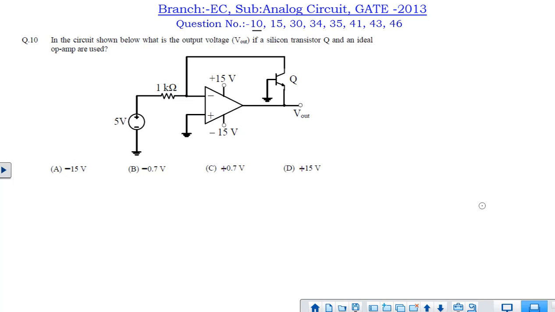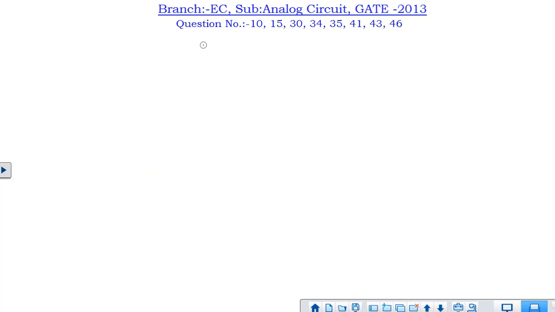Hello there. In this video, we are going to discuss detailed solutions of all the questions that appeared in GATE 2013 with respect to analog circuits. These are the question numbers which appeared in GATE 2013 pertaining to analog circuits. We will discuss solutions of each and every question one by one.